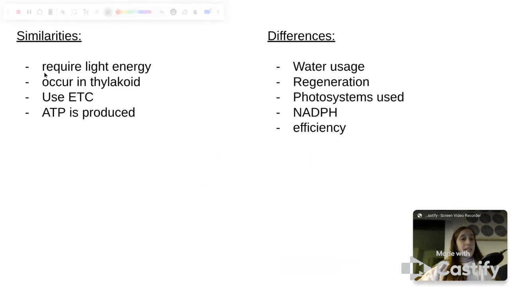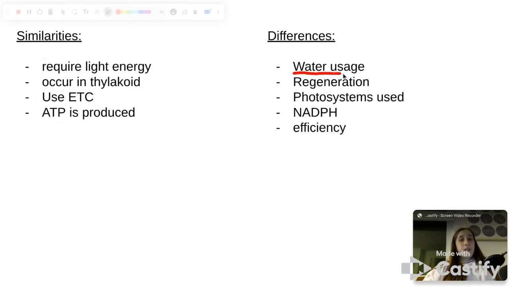So similarities. Both non-cyclic and cyclic require light energy. They are the light reactions. They need light energy, and they both occur in the thylakoid. They both use the electron transport chain. As we remember, in non-cyclic, the ETC is also used to produce ATP as a direct product, and yes, both produce ATP.